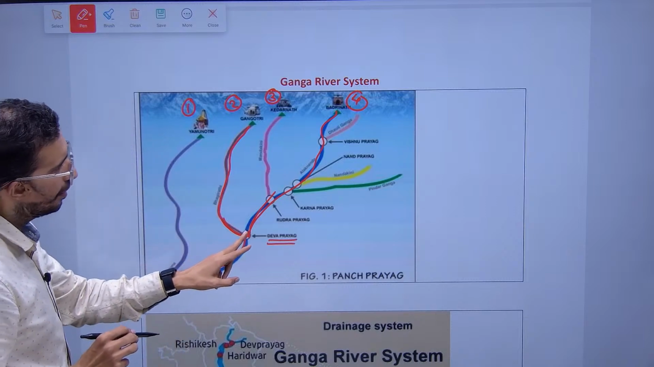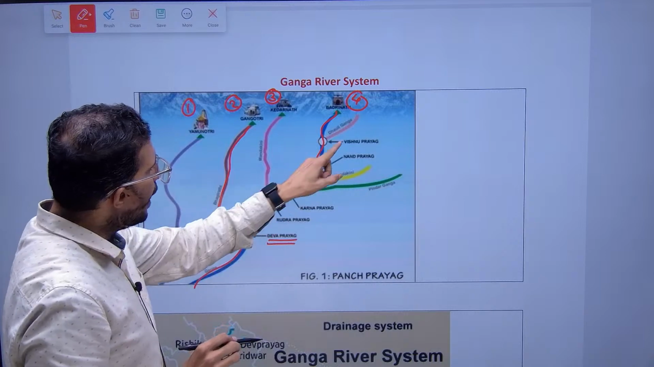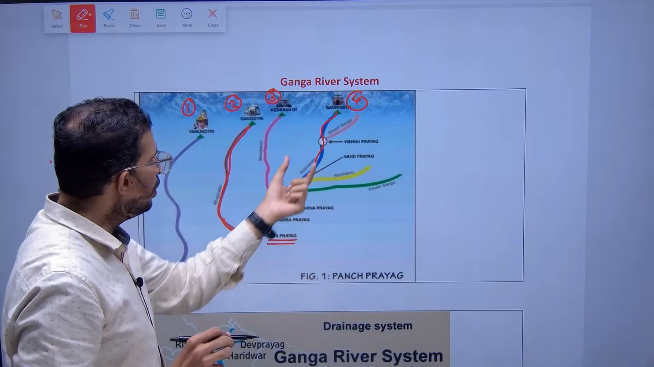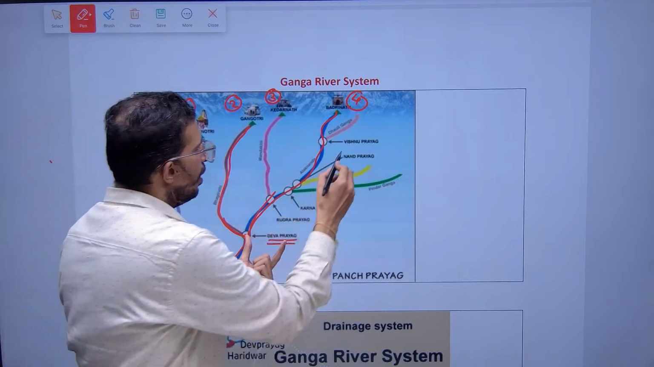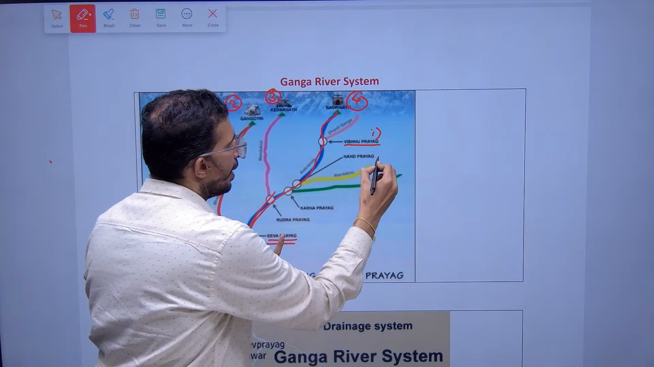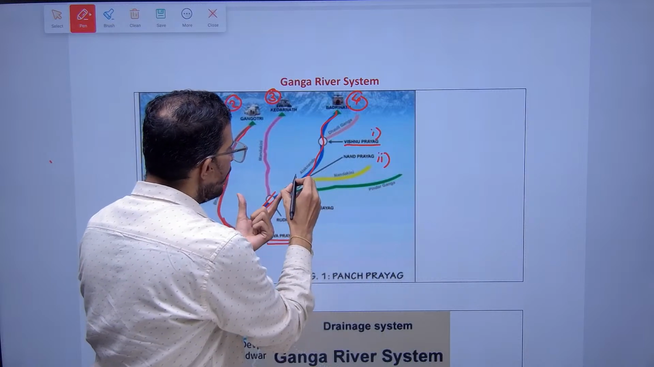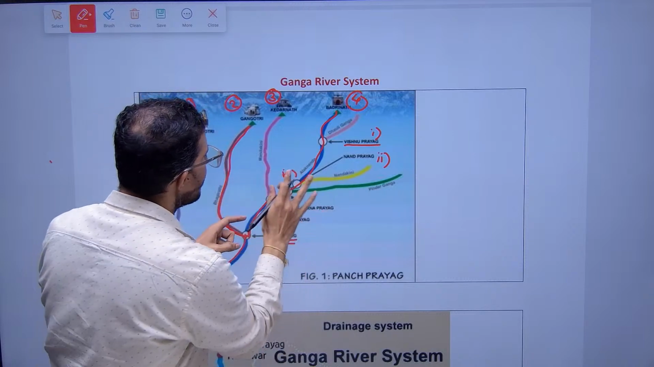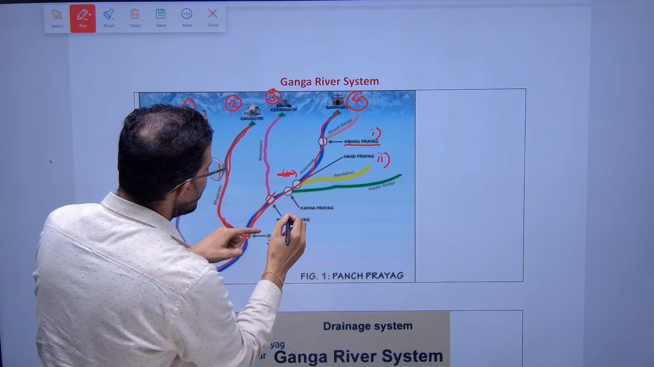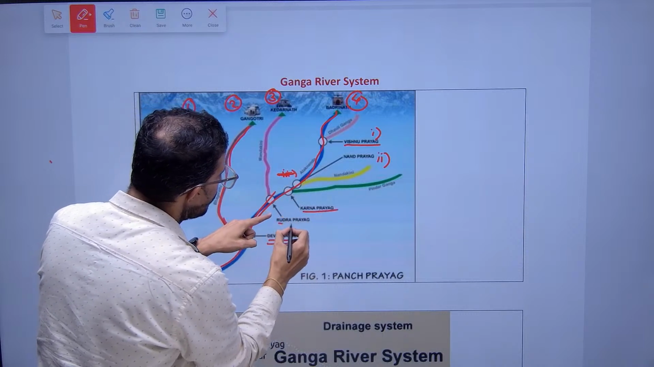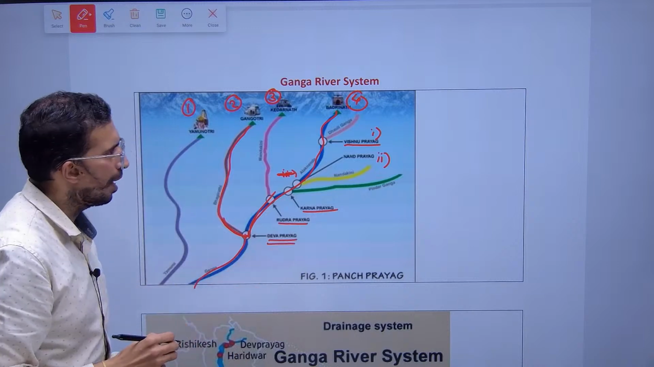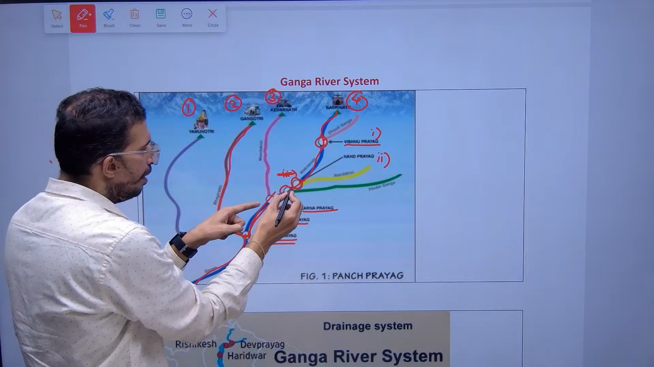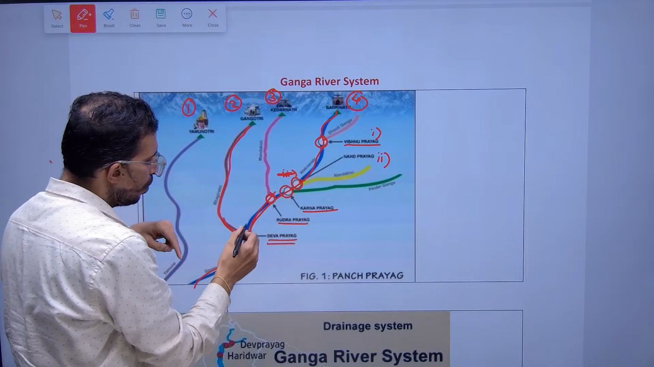Did you understand? Alaknanda is joined by different rivers at several Prayags. So these are known as the Panchaprayag. First one is the Vishnu Prayag. Second one is the Nanda Prayag. Third one is the Karna Prayag. Fourth one is the Rudra Prayag. And fifth one is the Dev Prayag.